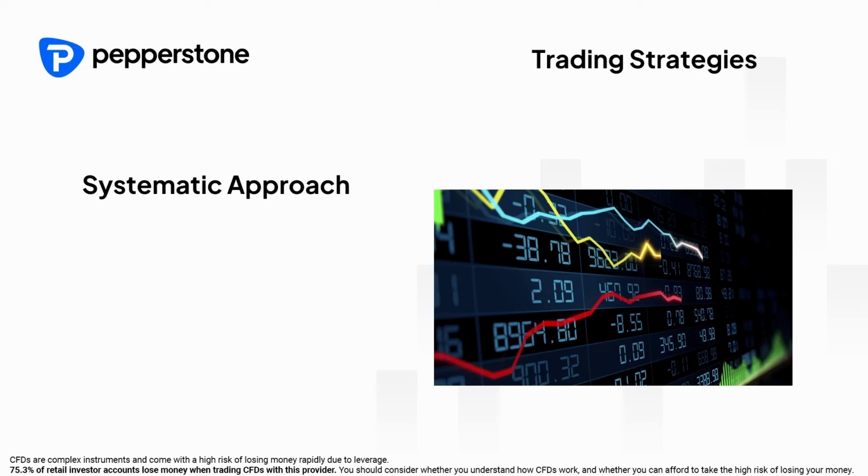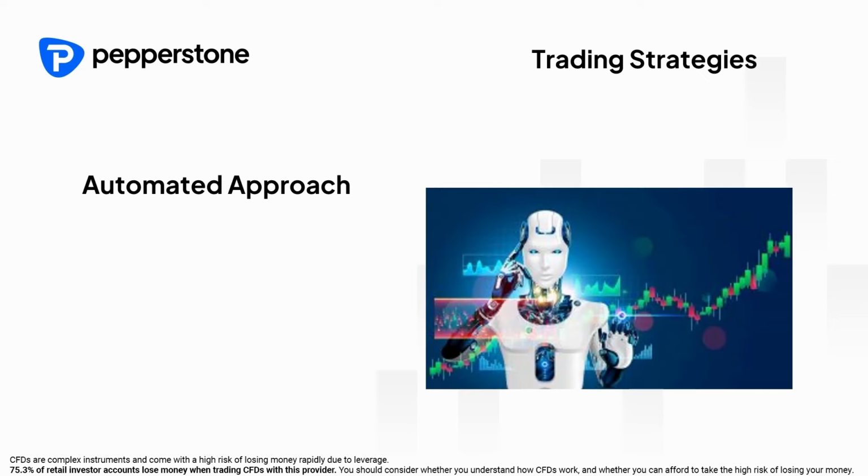Let's now look at the automated approach. Automated trading, also known as algorithmic trading or black box trading, involves the use of computer programs and algorithms to execute predefined trading strategies in financial markets. It operates on a set of predetermined rules and conditions to automatically initiate and manage trade orders without human intervention.